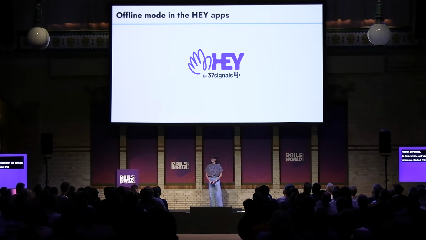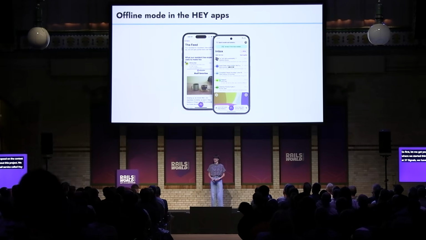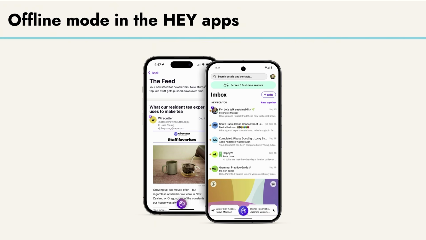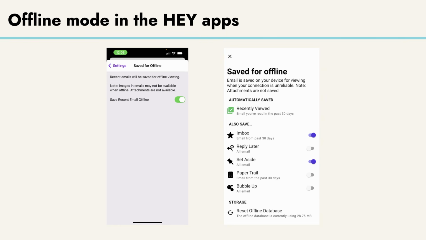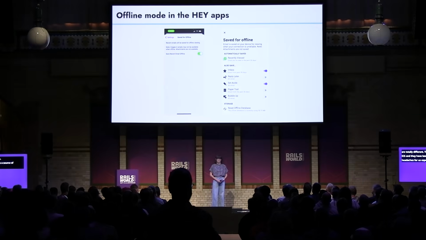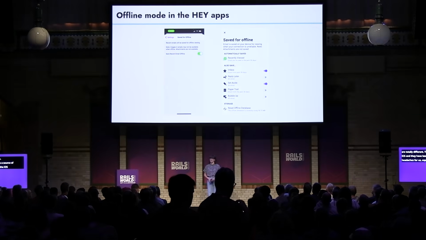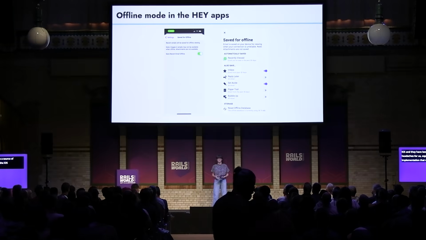At 37signals, we have an email service called Hey, and we have two apps, one Android and one iOS, and offline mode for an email app is very important because you want to read your email while you don't have an internet connection. So each app has its own ad hoc implementation for offline. It's native, and they are totally different, the Android and the iOS, and they have been quite a source of headaches for us, especially the iOS implementation that we had to rewrite 3 times due to different problems.